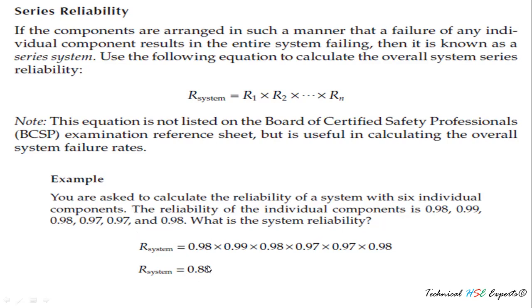See here, if the systems are connected in series connection, the reliability will be less. Each individual component is having almost 98%. But if we are connecting in series connection, the overall reliability is getting decreased.